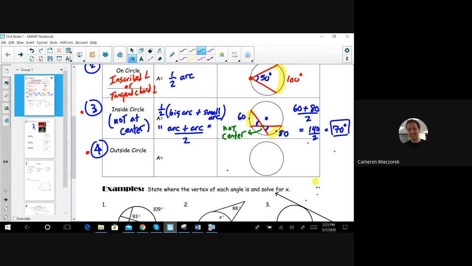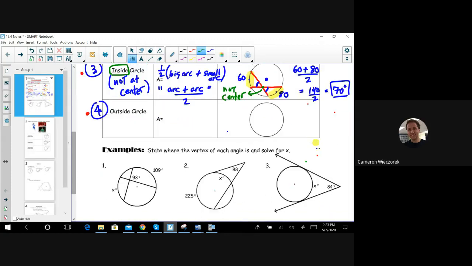So that's if the vertex is inside the circle. You add the two arcs that are intercepted and you divide by 2. If the vertex is outside the circle, it's very similar. And this could be two segments that intersect the circle twice. It could be two tangent segments, or it could be a tangent and a segment that hits it twice. I'm just going to go with a picture where it hits it twice.